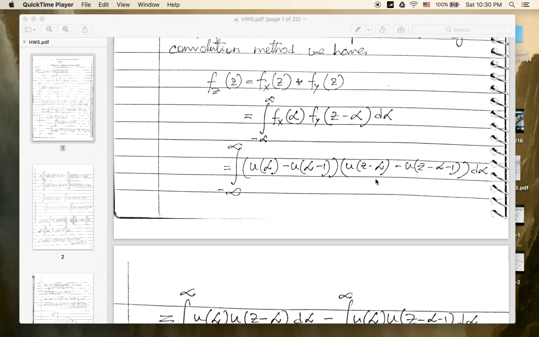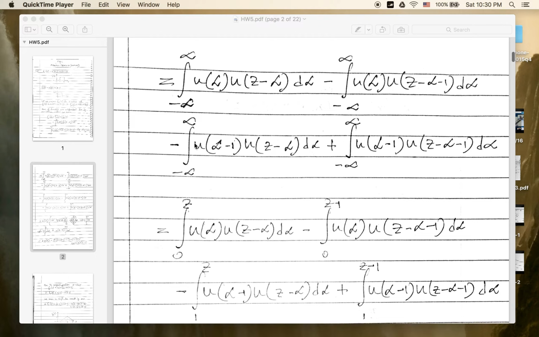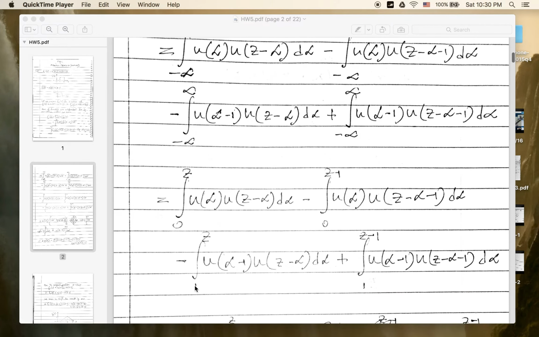So in convolution method, this is the approach. We put the values of fx and fy, and we do some multiplications and arrive at this equation. From this equation we actually need to update our limits of the integration, because this is u of alpha. So the limits of this integration should be changed from 0 to z, because this is u alpha, this means the lower limit is 0, and this is u of z minus alpha, so this means the upper limit is z.